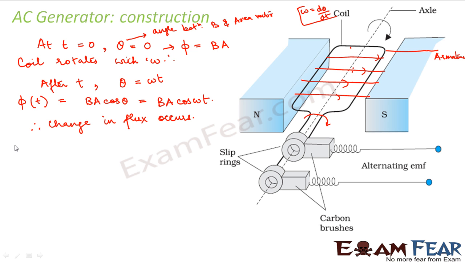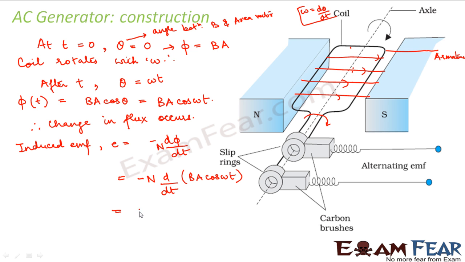Now since there is a change in flux, according to Faraday-Lenz law, there is an induced EMF in the coil, right? This induced EMF is given by minus d phi by dt. Now, if this coil has n number of turns, then we can write it as minus n d phi by dt. So this becomes minus n d by dt of BA cos omega t, which becomes equal to nBA omega sin omega t. This is the value for induced EMF.